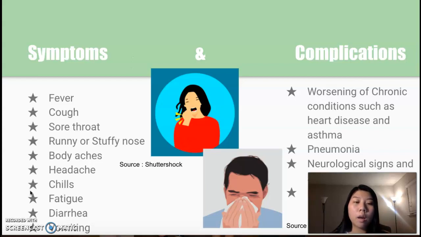Some complications of the H1N1 virus are the worsening of chronic conditions such as heart disease and asthma, and then there are life-threatening complications such as pneumonia and respiratory failure in many people, and then other complications are neurological signs and symptoms. These are anything from confusion to seizures.